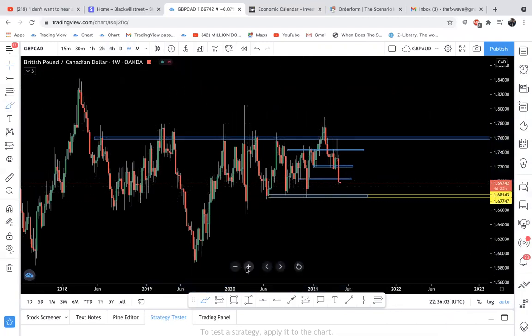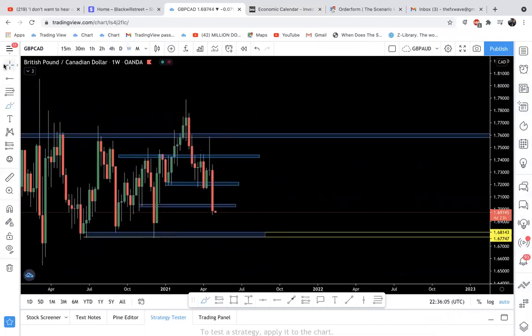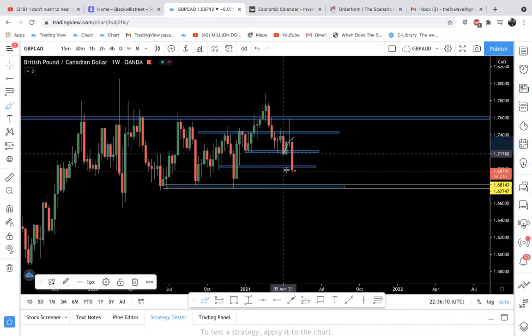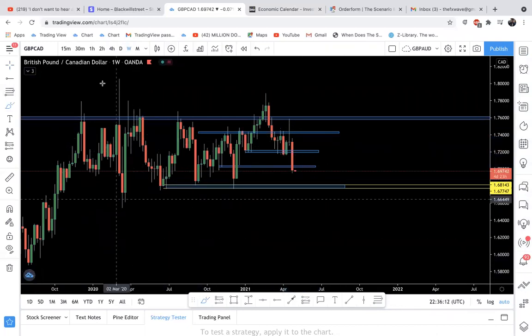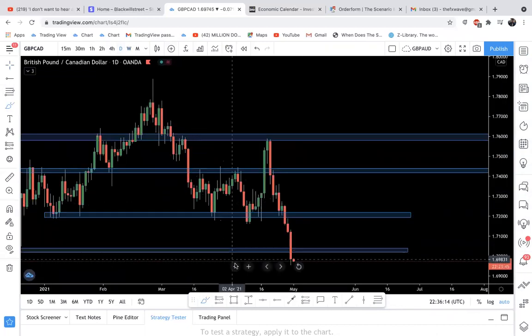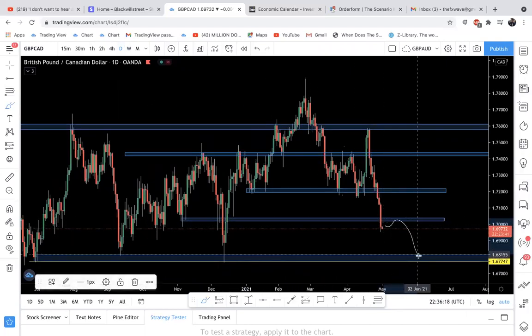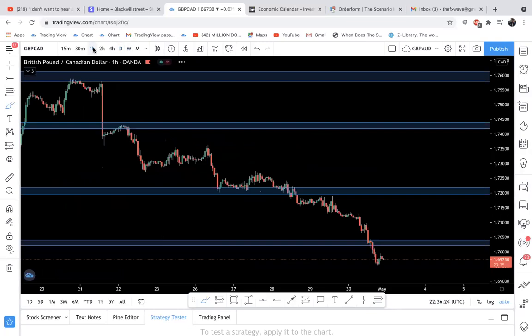All right, so you can literally trade within these big supply and demand ranges. This last weekly candle is a strong bearish close. So there's no reason to look for buys on this as of now. This could be setting up to come all the way back down to these support levels around 1.68 support. So this is how we look at this.